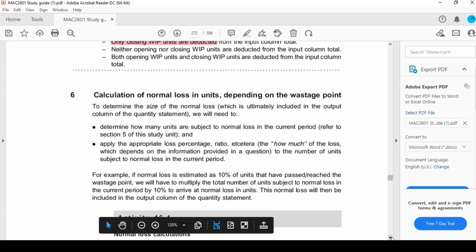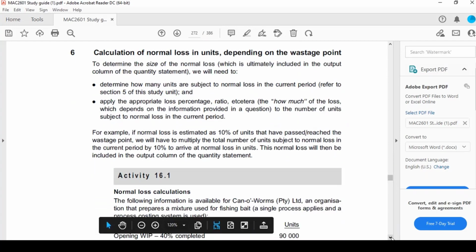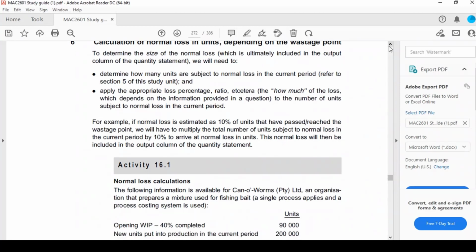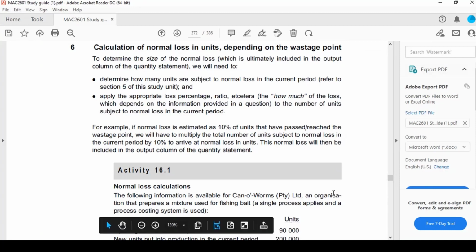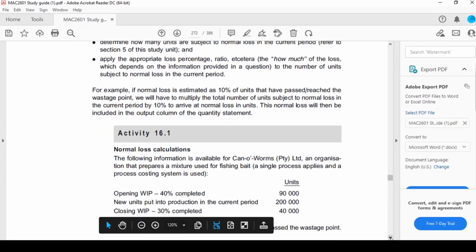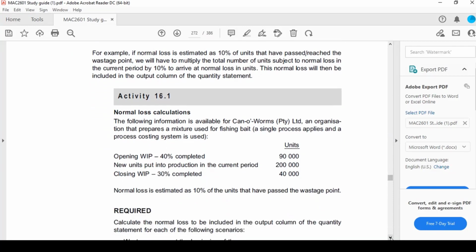Or it's an either or. Right? Easy to understand, right? So let's calculate it. Let's determine the normal loss for the specific period, and let's see how much of it will it be. So let's look at an example.